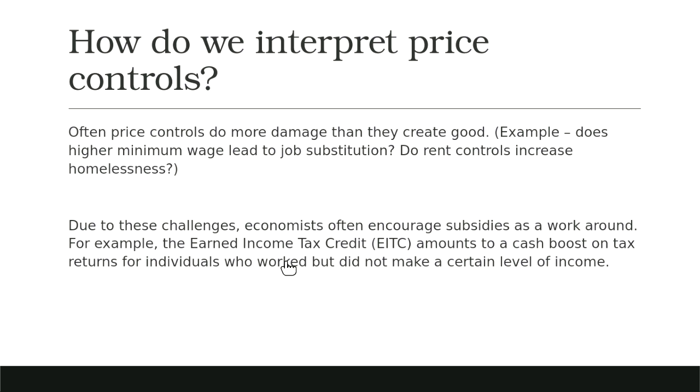The earned income tax credit is one of those ways that they believe doesn't distort the market so much. This is a cash boost on tax returns for individuals who worked but did not make a certain level of income. So basically, if you're below the threshold, but you also work nearly full time, the earned income tax credit would say we're going to bump up your pay and refund you in a tax credit. In reality, it makes you wealthier, but it also doesn't distort the market by altering substantially the prices the market needs to operate.